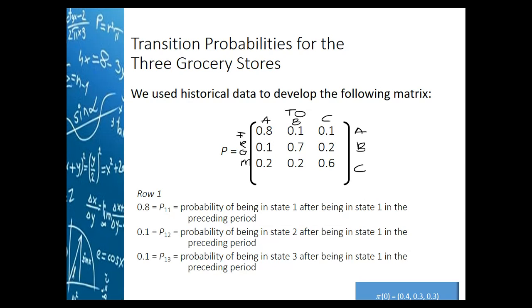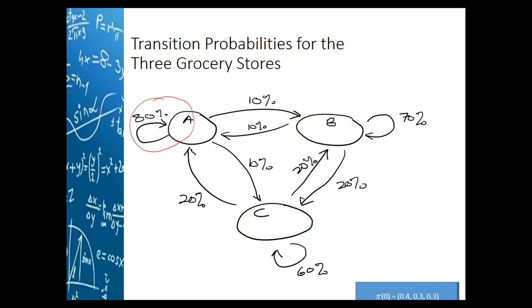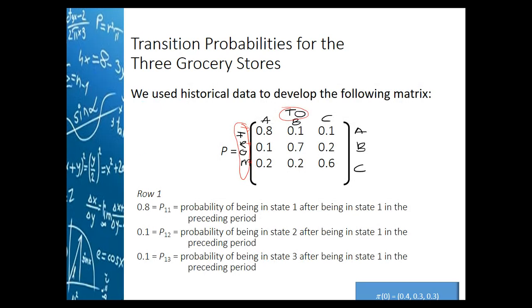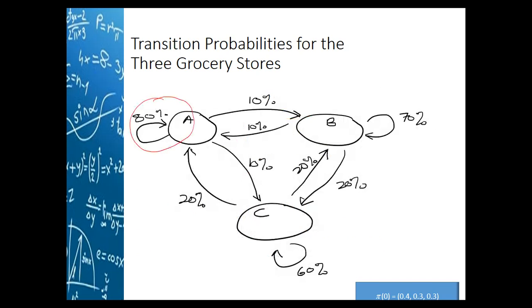What is this? This is "from" and this is "to". From A, because this is A, B, and C. From A to A, the probability is 0.8. From A to B, the probability is 10%, which is 0.1.